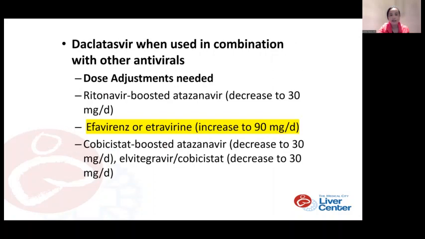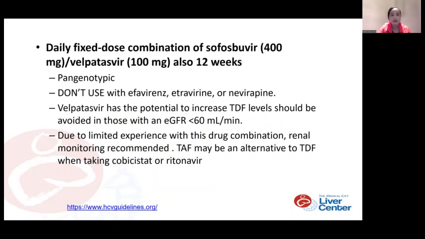So again, as a reminder, daclatasvir, when used in combination with other antivirals, you need to consider those adjustments and drug interactions, which is pretty common when you use ARTs. As a reminder, you need to increase your dose of daclatasvir when you have efavirenz. So the other widely available pangenotypic, meaning it treats all genotypes, is sofosbuvir, velpatasvir, and maybe this will eventually be available in our treatment hubs. We don't use this with efavirenz, etravirine, or nevirapine.